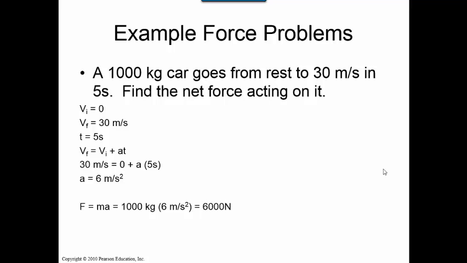Now I can answer the question. F equals ma. 1,000 kilograms times 6 meters per second squared is 6,000 newtons.